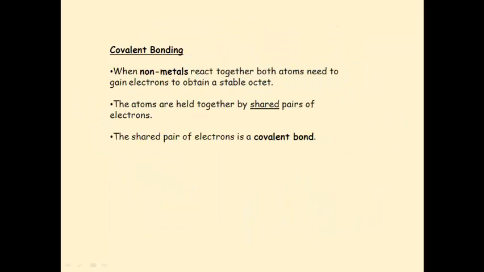Covalent bonding. When nonmetals react together, both atoms need to gain electrons to obtain a stable octet. The atoms are held together by shared pairs of electrons. The shared pair of electrons is a covalent bond, or it forms a covalent bond.